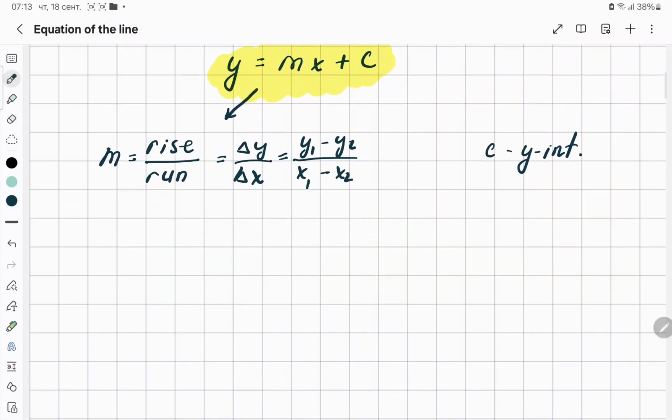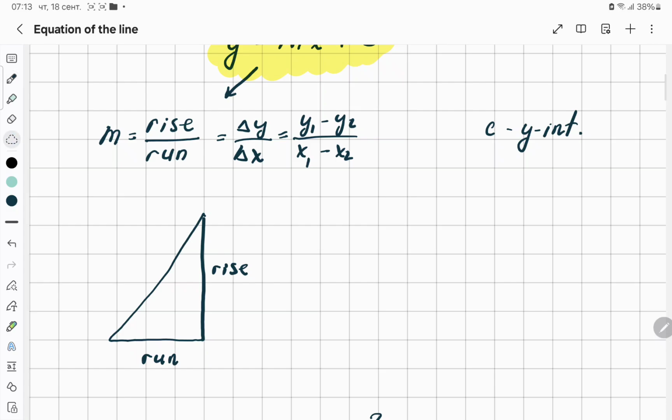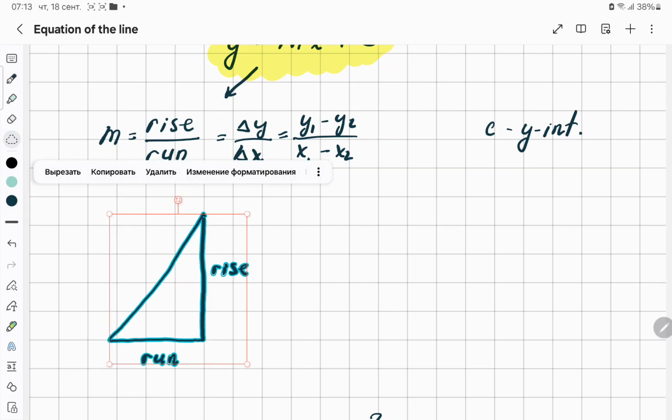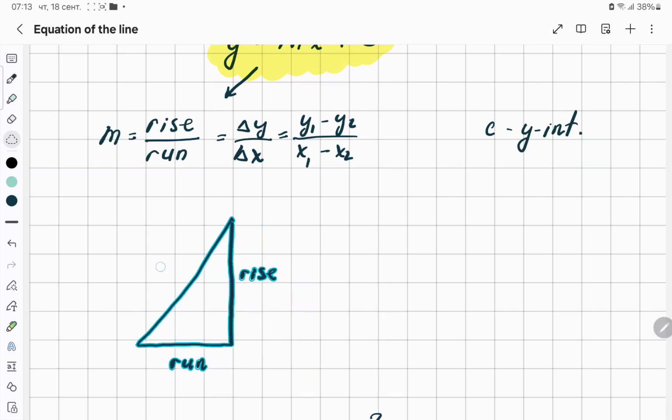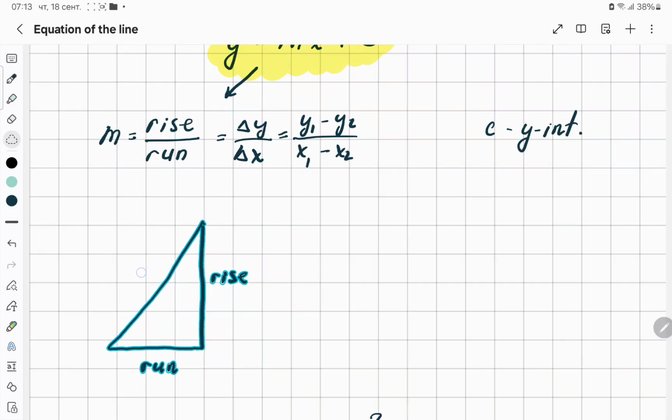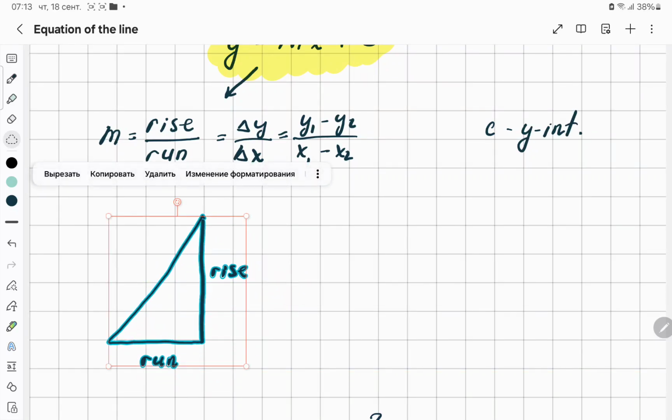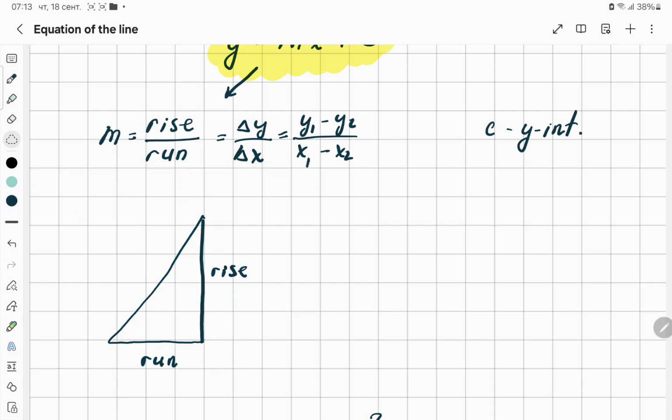Slope can be found by this equation, rise divided by run. Let me explain what rise looks like. So this is a rise, this is a rise, and this is a run. You see that if I change the location of this triangle, the rise and run will stay the same. So it doesn't matter where our line is located. What's important is that the rise and run are the same.